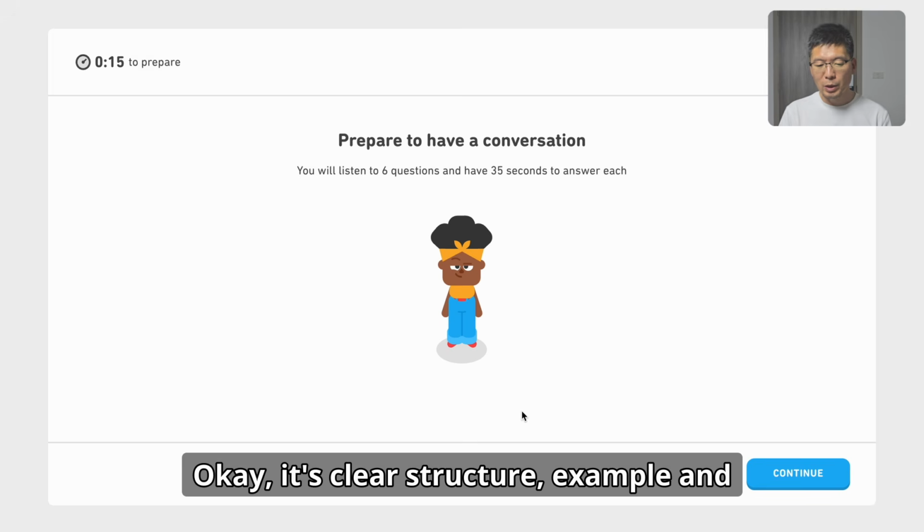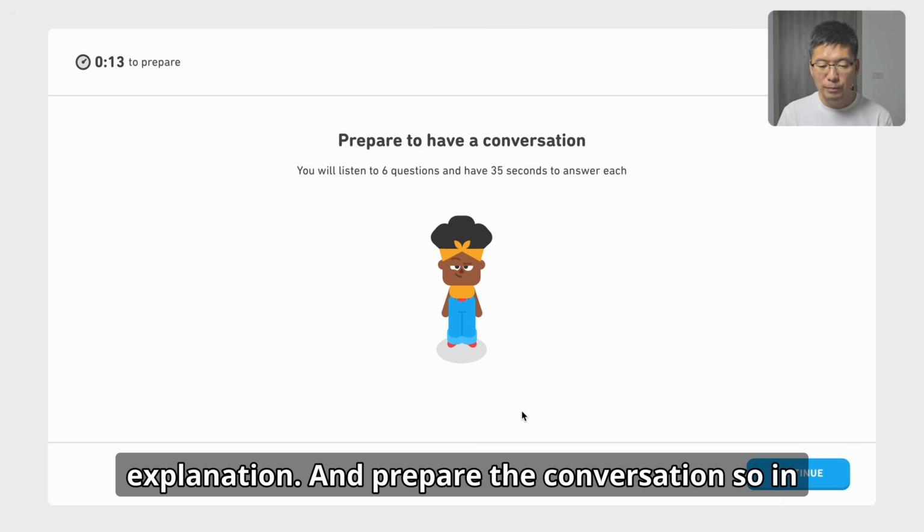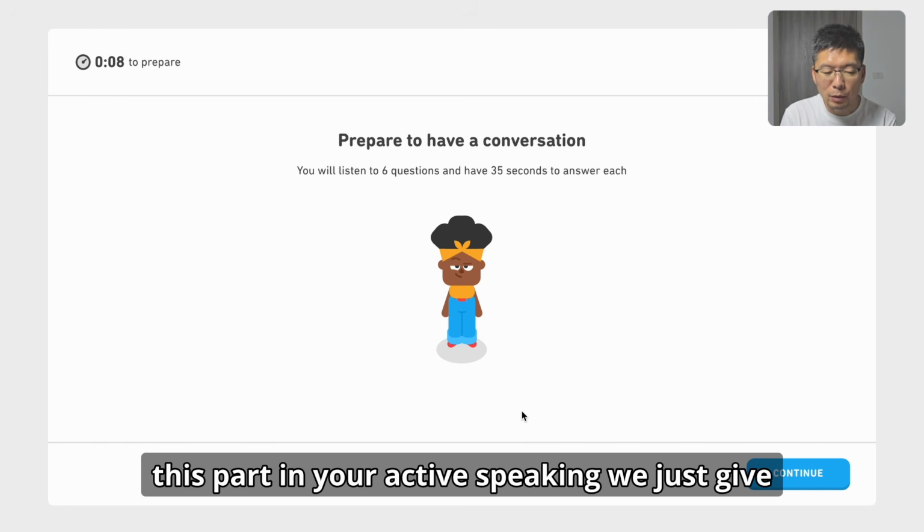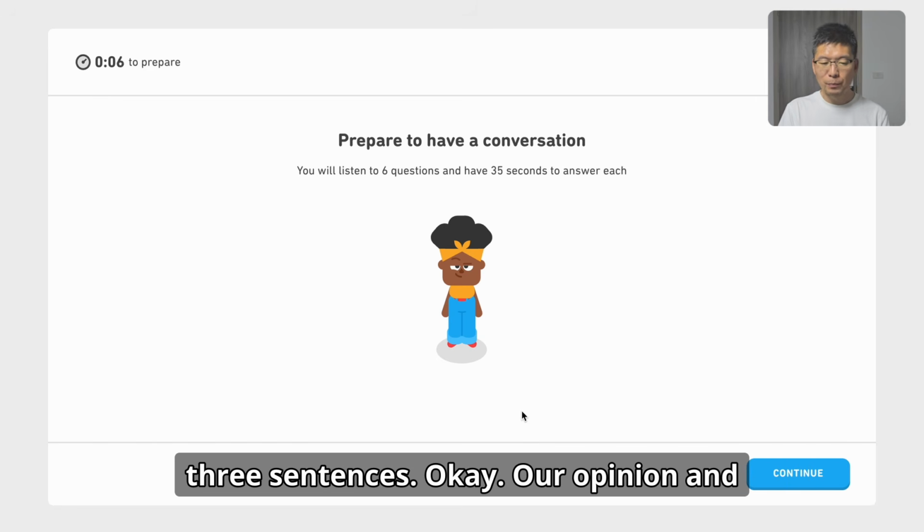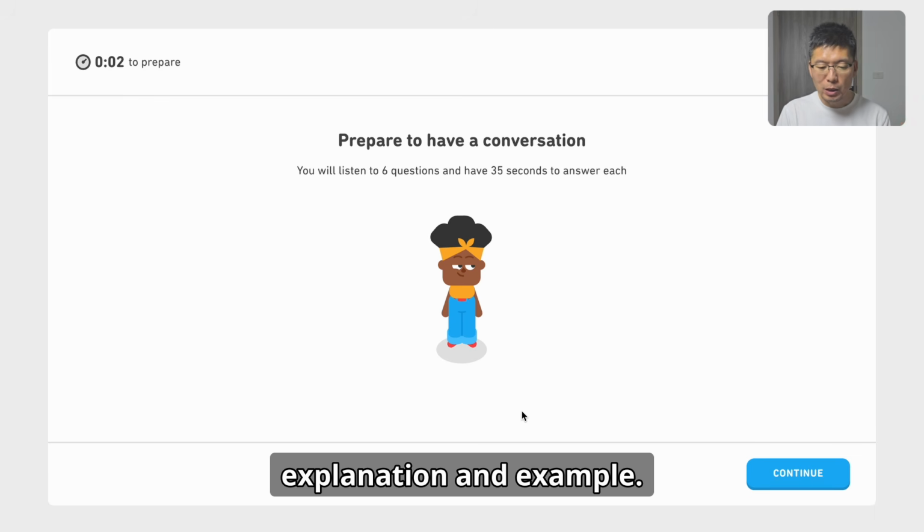Okay, it's a clear structure: example and explanation. And prepare for the conversation. So in this part, interactive speaking, we just give three sentences: our opinion, explanation, and example.